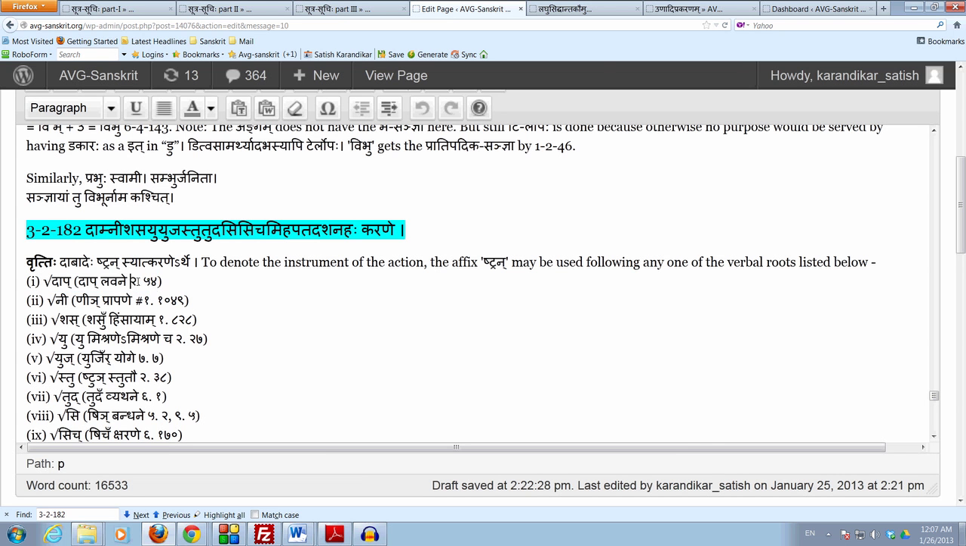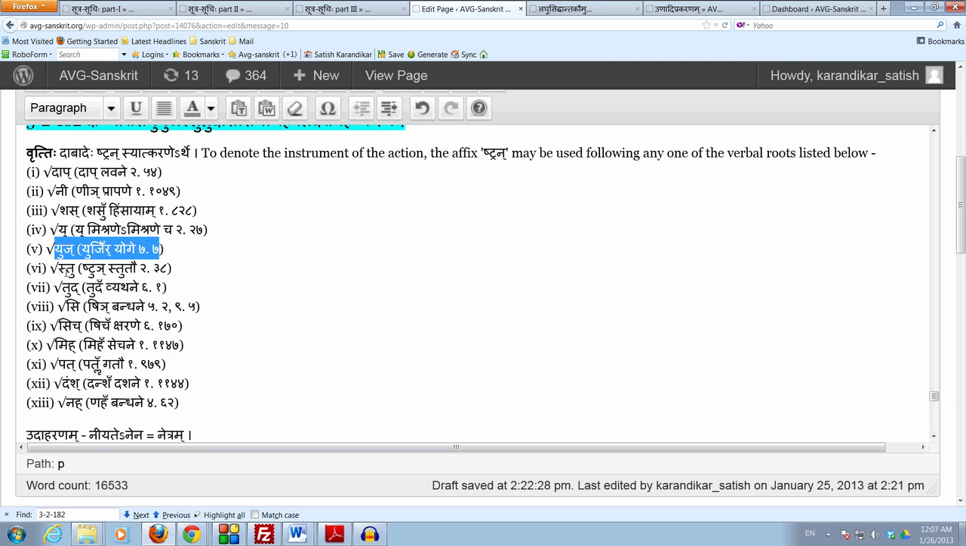The second verbal root is ni, which is ning prapane in the bhadiganaha. The third one is shas, which is shasu himsayam, also from the bhadiganaha. The fourth one is yu, which is yu mishrane cha from the adadiganaha. The fifth one is yuj, which is yujir yoge from the ruzadiganaha. The sixth one is stu, which is shtui stutau from the adadiganaha.